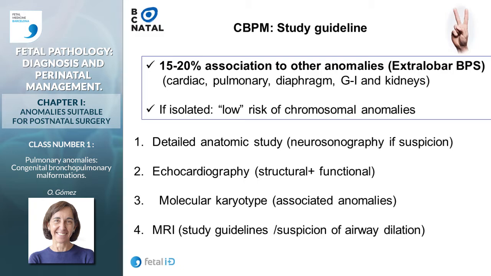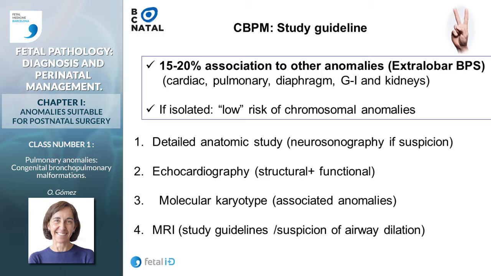The study of the heart is basic to the diagnosis of this malformation, not only to rule out the presence of malformation, but also to evaluate the impact of the malformation on the fetal circulation, and the impact of the mediastinal displacement on the systemic venous return.